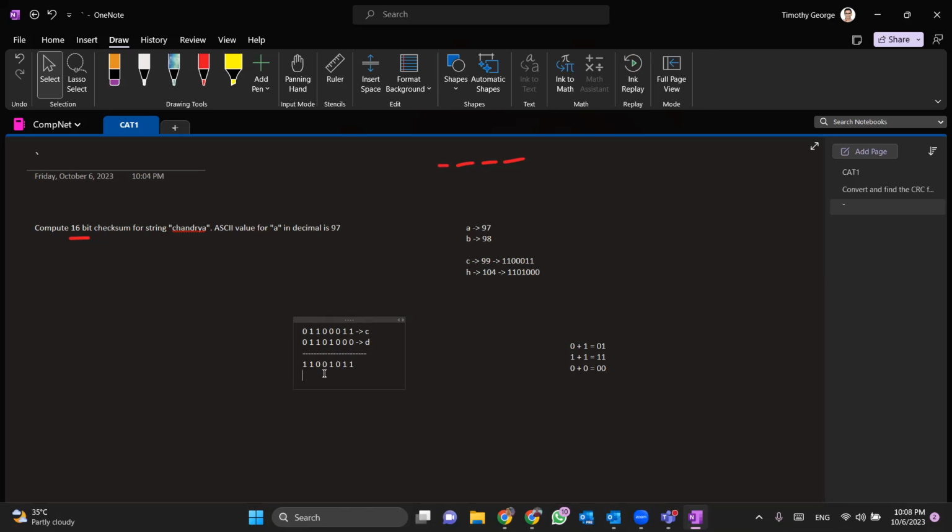In the next step, you take the next value. You have a, which is 97, with the binary value 01100001. When you add it, you get 100101100. There's actually a carry forward of 1, making this 9 bits. If this was an 8-bit addition, we would add the carry to the front. But it's a 16-bit addition.